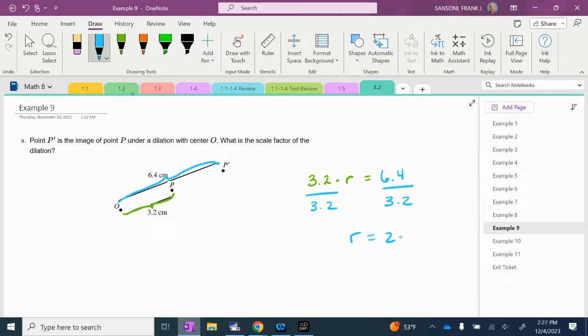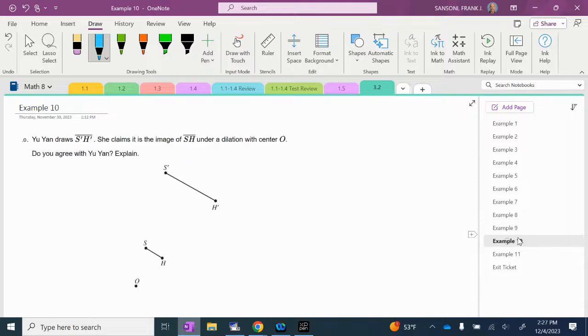Almost done. We're not going to do the exit ticket on this one. We're just going to do 10 and 11, then we're going to get to 3.3. This is a cool one. Actually, we're not even going to do 11. We're just going to do 10.